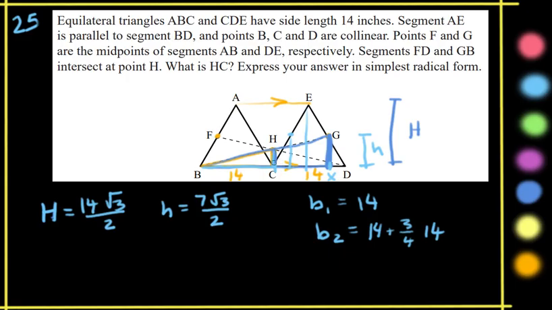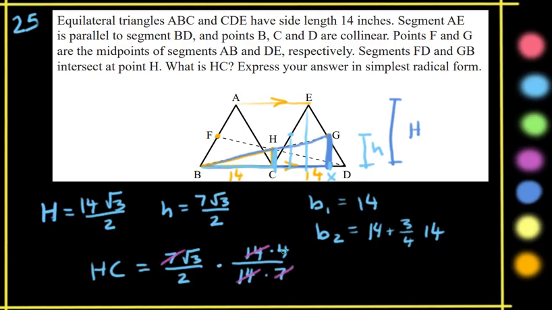All right, so now to find this height here, let's just call it HC. It's going to be equal to little h, 7 root 3 over 2, times this ratio of base 1 to base 2. So that's 14 divided by 14 times 7/4. So we can start canceling some things. Certainly the 14 and the 14 can cancel. The 7 and the 7 can cancel. The 4 and the 2 will just leave me with a 2 here. And all I'm left with is 2 root 3. So that is my answer to this problem.